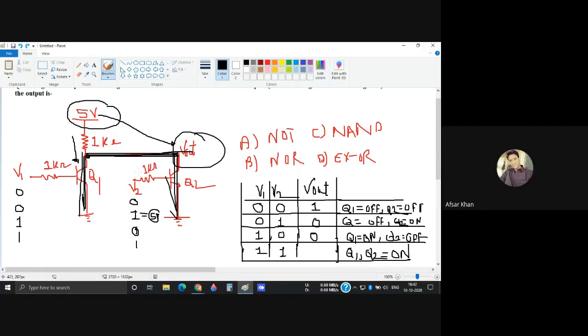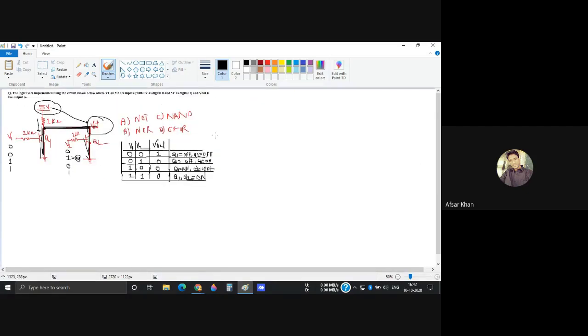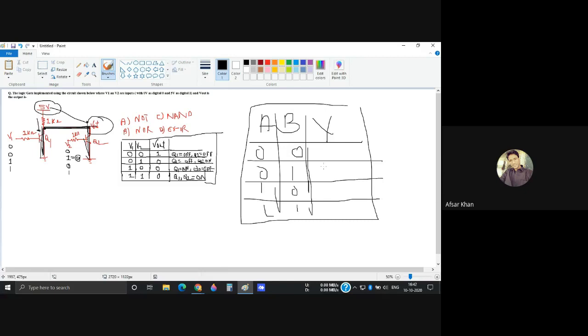So finally, tell me which gate represents this output? Which gate could it be? Represent it like this: A, B, and output Y. 0 0, 0 1, 1 0 and 1 1. For 0 0 we're getting 1 and in all other cases 0. So which gate is this? It cannot be a NOT gate because a NOT gate has only one input.